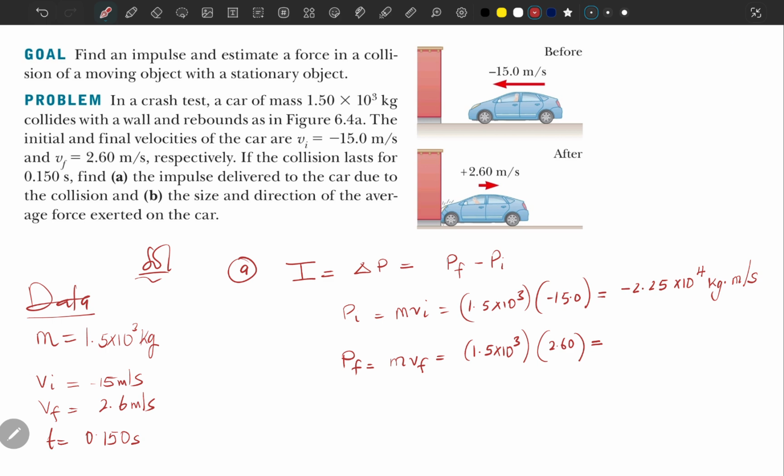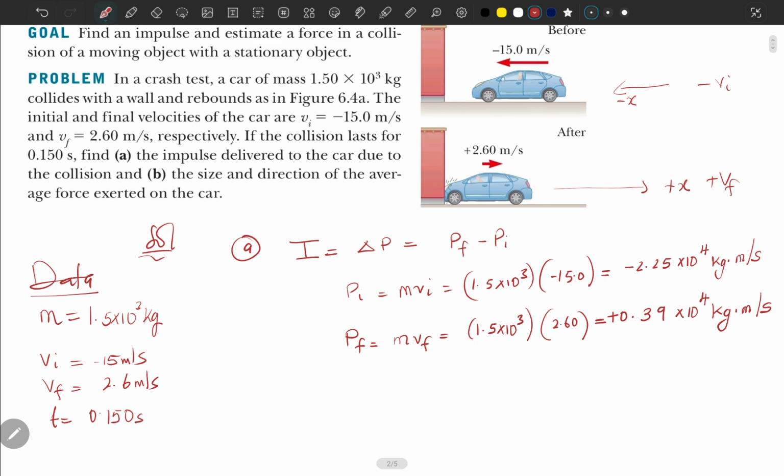Let's punch this on the calculator. I'm getting 3.9 times 10 to the power 4 kilograms meter per second. Now remember that the initial one is negative, so this one is positive, because if you look at the velocity, this one is going in the opposite direction. So we take the initial direction as the negative x-axis, and the rebound as the positive x-axis. You agree, right? Even their velocities are like this.